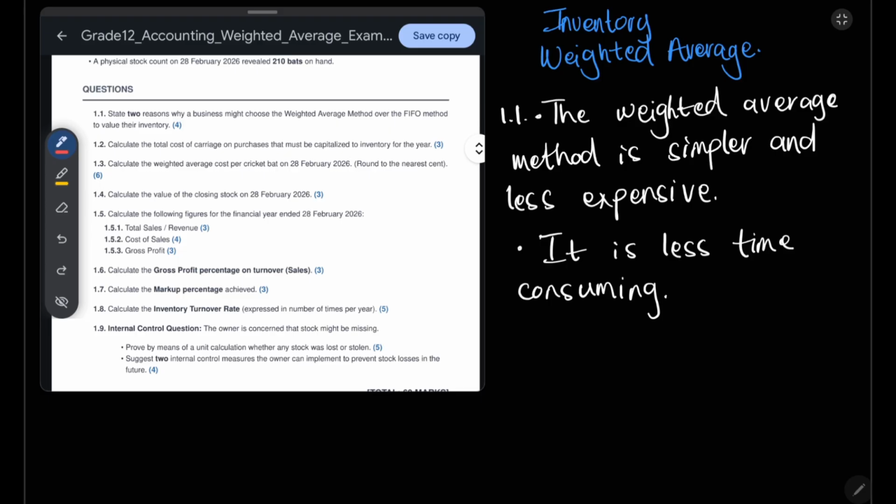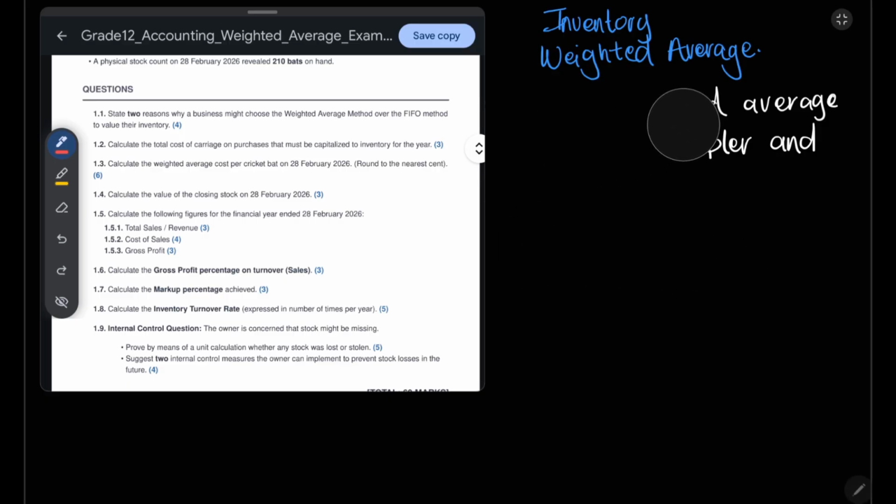It is less time consuming compared to having to track specific batches of stock, for example, the FIFO. So these are the two reasons that you could give. If you can think of any other points, just try to think whether your points make sense and whether they are valid. Try to compare the different valuation systems. So this could be an easy 4 marks, I think.